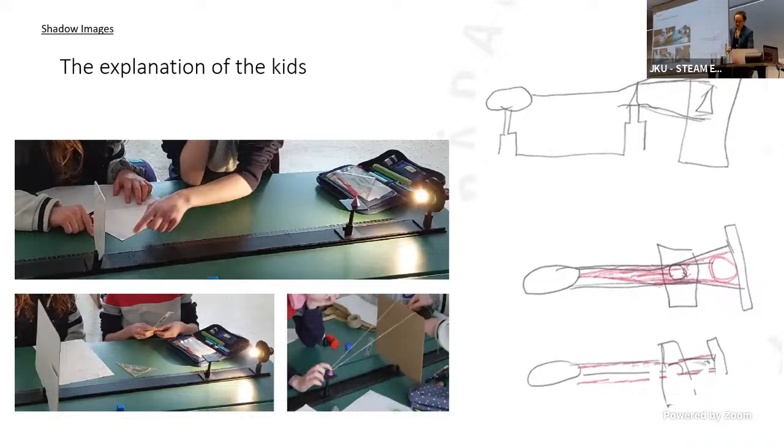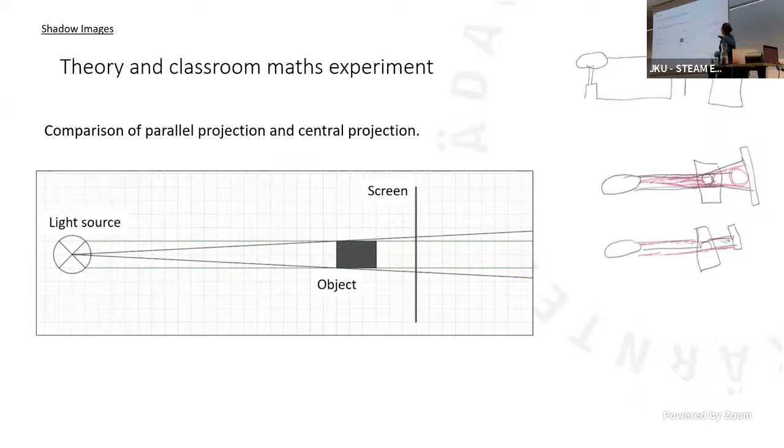And if you look at our drawing, it's nearly the same. You have the light source, and the textbook thinks that the light source can transmit parallel light, but it's not. It's the green line and the green shadow here at the screen. But in reality and in the classroom, you have the central projection, and you will get this black shadow on the screen. It's a little bit bigger. And yeah, I like what the kids did with this.